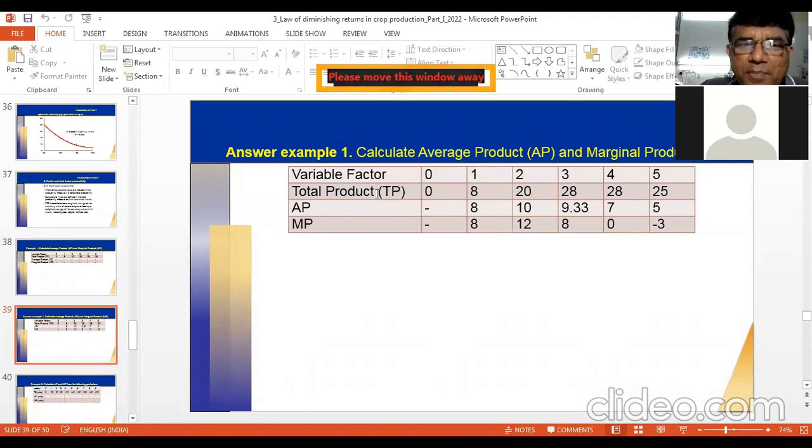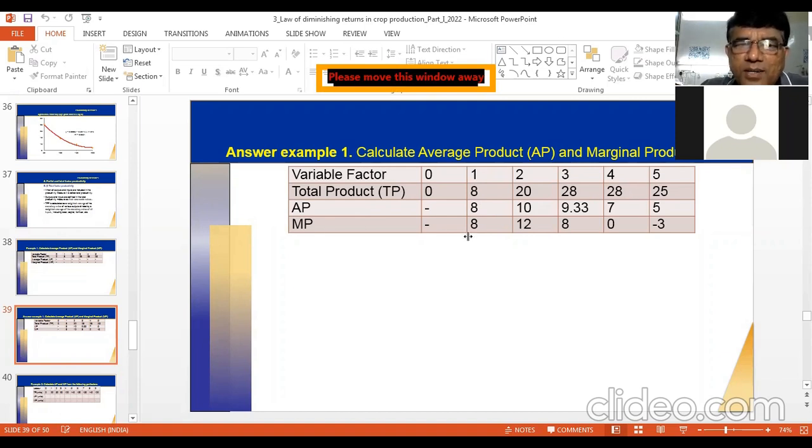Row number 2 can be divided by row number 1. Total product divided by variable factor is your average product. So 8 divided by 1, you get 8. 20 divided by 2, you get 10. And then 28 divided by 3, you get 9.33, and so on.